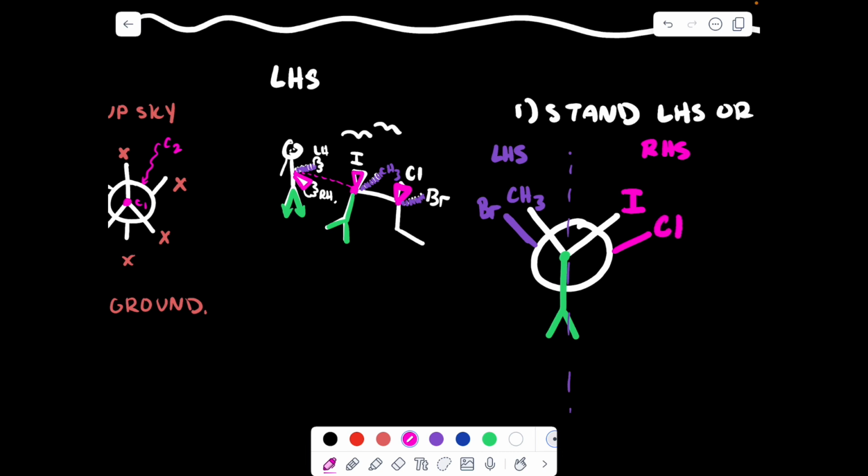And they are both in the up position, so this would be in the eclipsed form rather than the staggered. And then in the back, going downwards, I have this ethyl group. Ethyl group, meaning two carbons, carbon 1, carbon 2 attached. So this would be your Newman projection if I was asked to stand from the left-hand side.